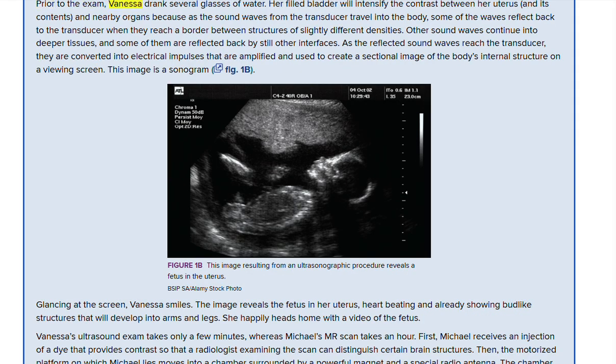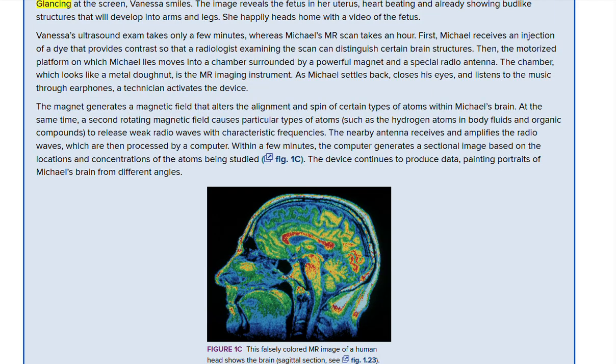Prior to the exam, Vanessa drank several glasses of water. Her filled bladder will intensify the contrast between her uterus and its contents and nearby organs. As the sound waves from the transducer travel into the body, some of the waves reflect back to the transducer when they reach a border between structures of slightly different densities. Other sound waves continue into deeper tissues, and some of them are reflected back by still other interfaces. As the reflected sound waves reach the transducer, they are converted into electrical impulses that are amplified and used to create a sectional image of the body's internal structure on a viewing screen. This image is a sonogram, figure 1b.